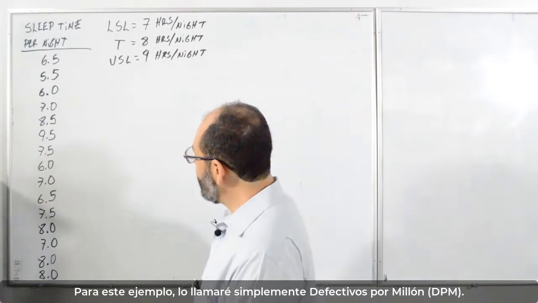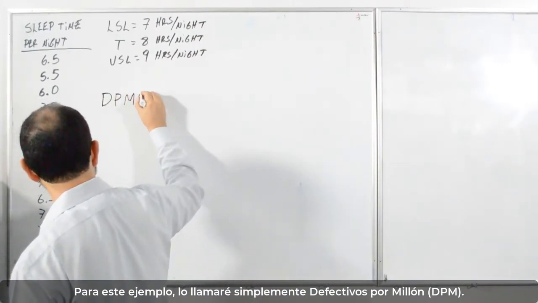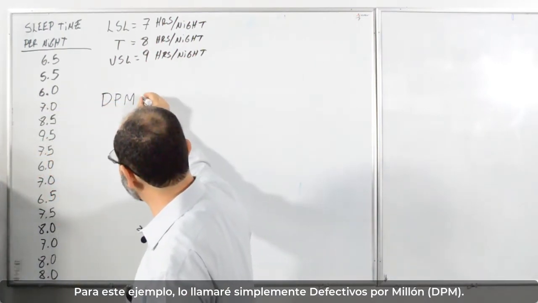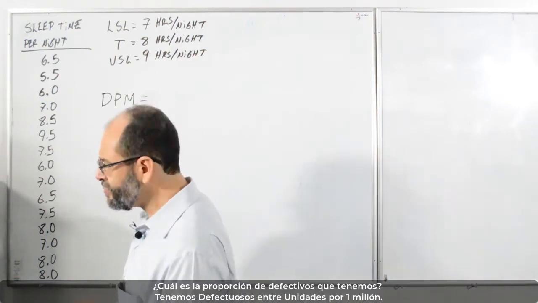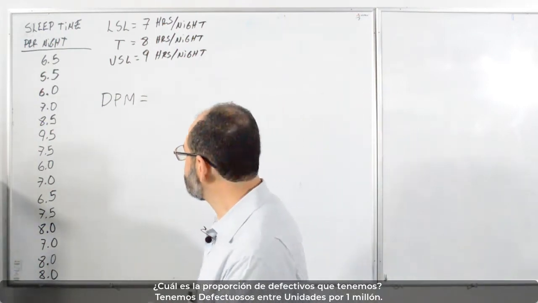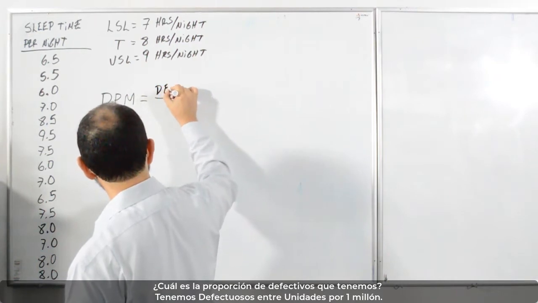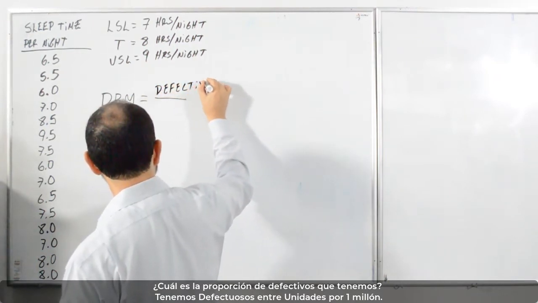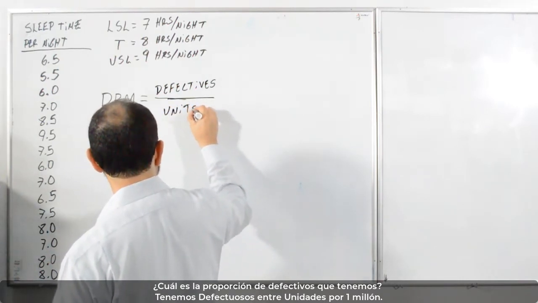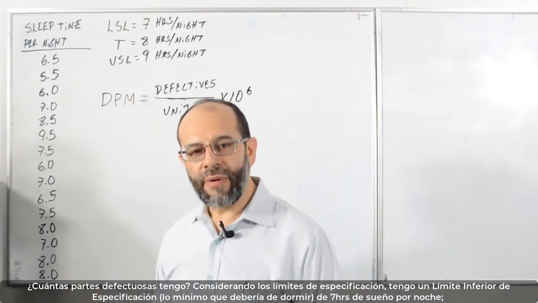For this example, then, let me establish that. Defects per million of opportunities. Again, maybe they are not opportunities, so let me just call it defects or defectives per million. How many defective parts are we having? Well, in this case, we are having defectives, and here we are having units times 1 million. How many defective parts am I having?